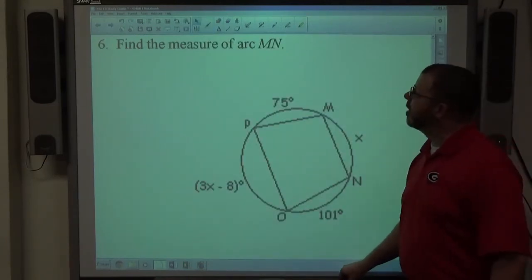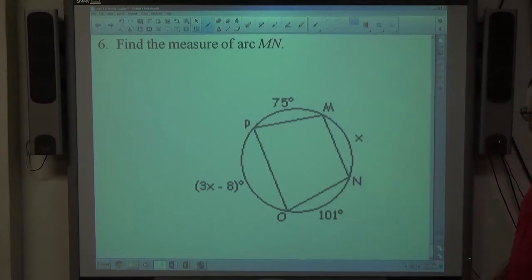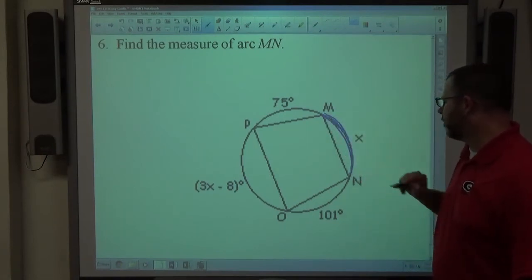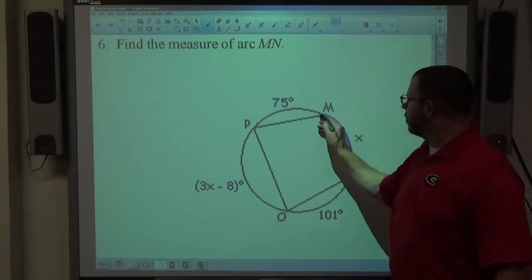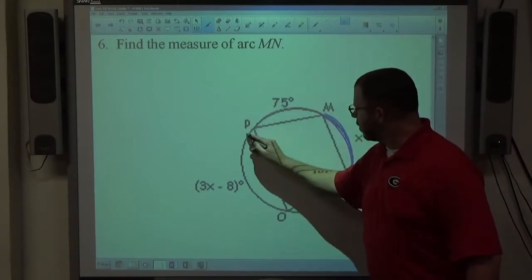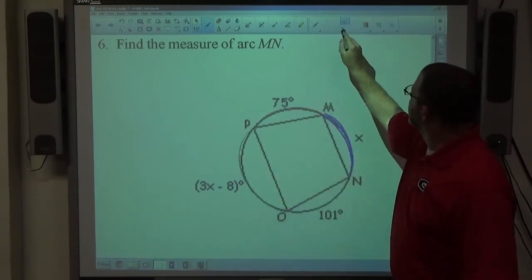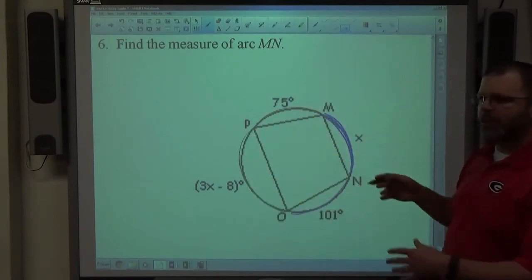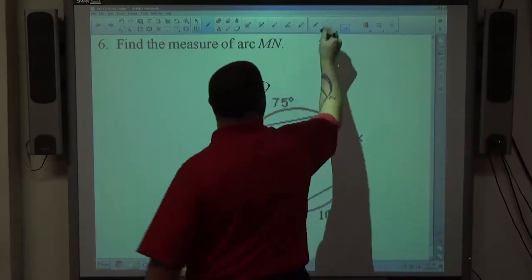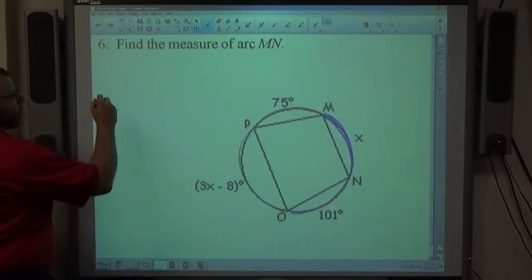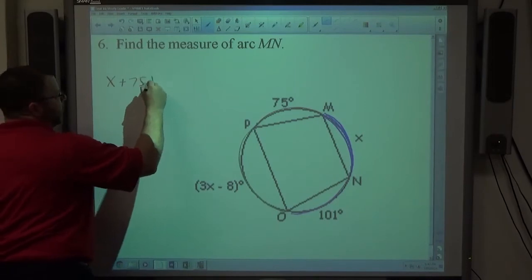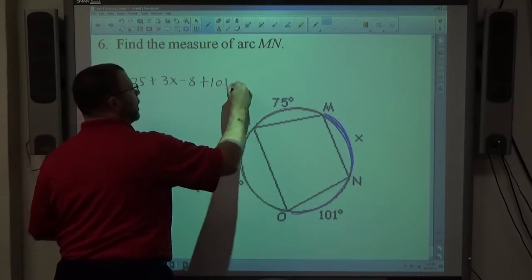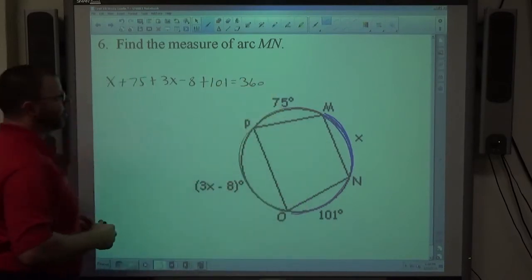Number 6, find the measure of arc MN. And what I'm noticing here is MN is equal to x. So if I find x, I figured out how big arc MN is. But also this arc 75, this arc 3x minus 8, and this arc down here 101 all add up to the entire circle. So altogether those 4 arcs should equal 360. So if I just make that equation, x plus 75 plus 3x minus 8 plus 101 equals 360 degrees because we made a full circle.